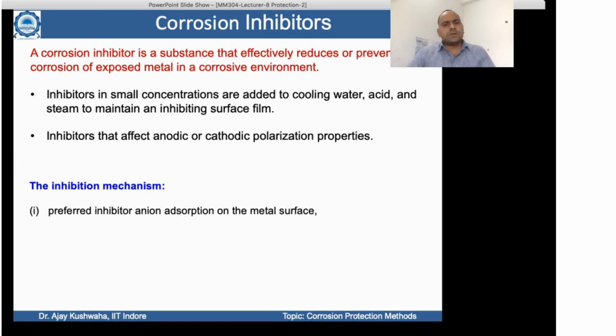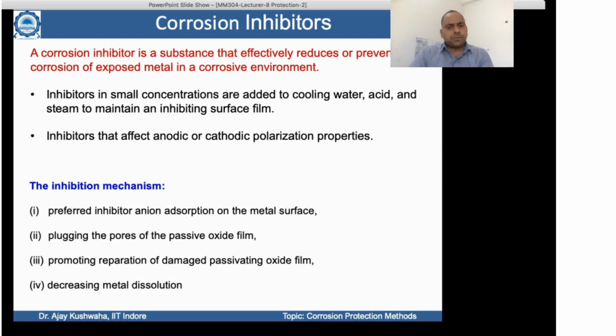So see how it works. The more preferred or general mechanism of inhibitors is that the inhibitor anions adsorb on the metal surface. So whatever inhibitors are there, they generally adsorb at the metal surface, then plug the pores of the passive oxide film. If there are any pores or non-uniformity in the passive film, because that passive oxide film created on the metal surface is protecting the metal from corrosion, but if somehow, due to the presence of the environment, it is broken down, having some kind of pores, pits, or discontinuity, then that can be repaired by inhibitors, which promote repair of the damaged passivating oxide film, and by this process it is able to decrease the metal dissolution.